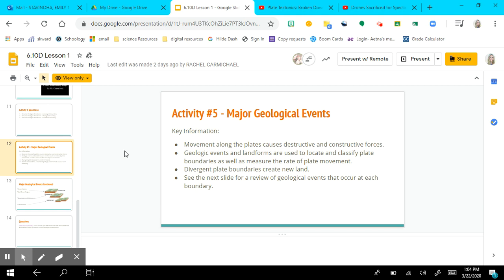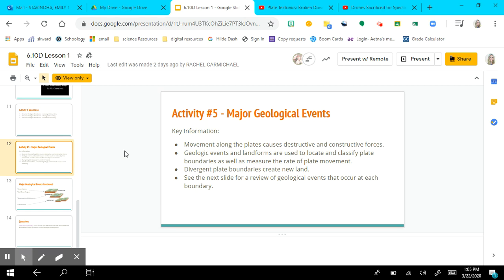Geologic events and landforms are used to locate and classify plate boundaries, as well as measure the rate of plate movement. What this means is when we look at mountains and we can tell how old they are, we can tell that these plates were moving together faster than in other places.